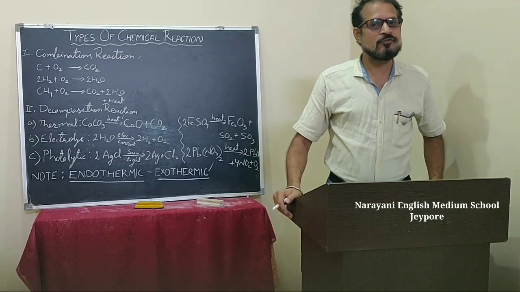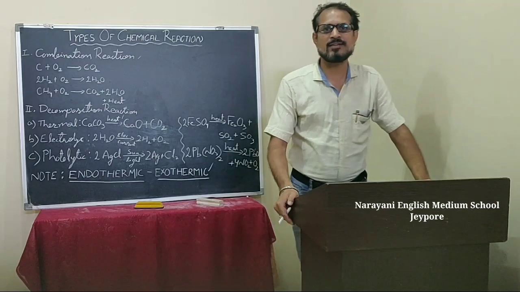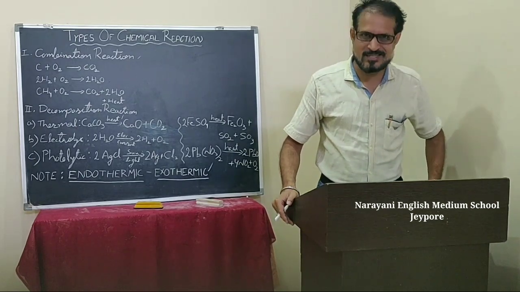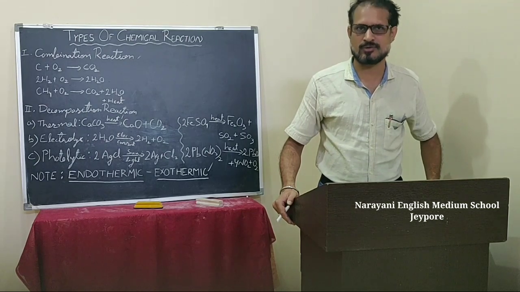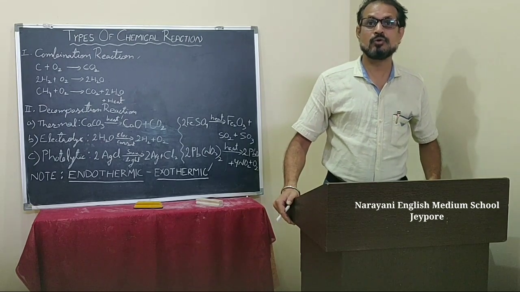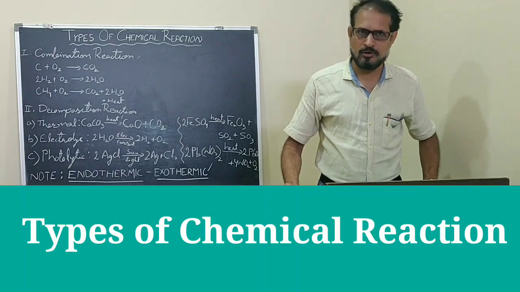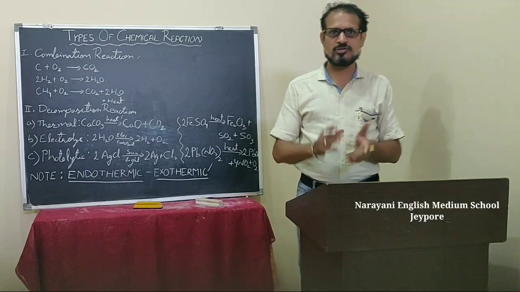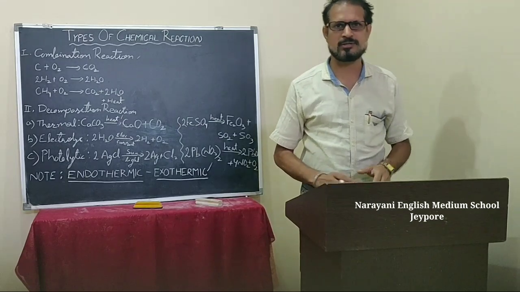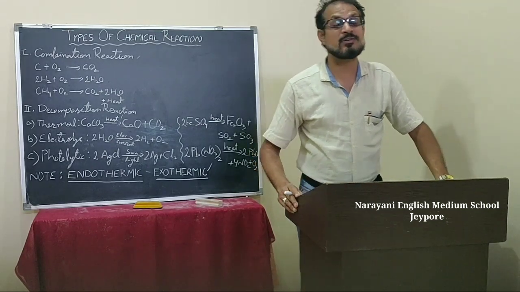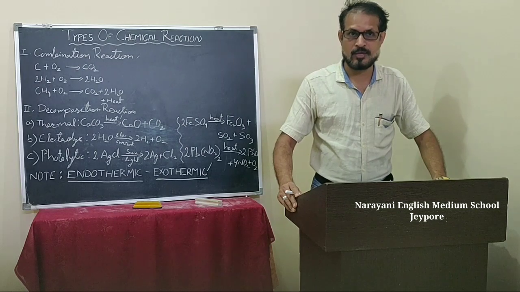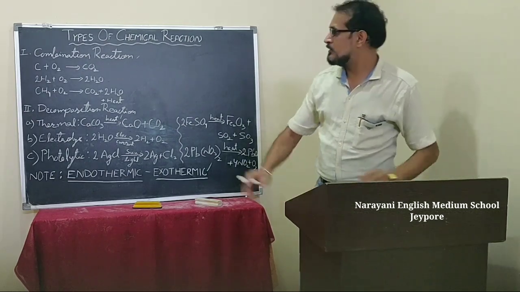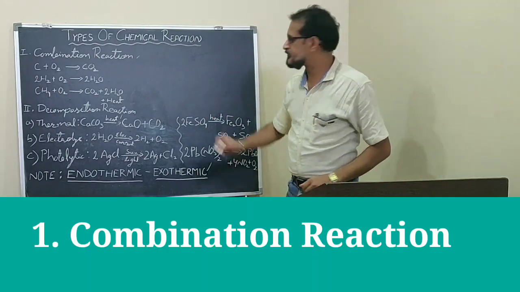In our last video, we went through class 10 science, chemical reactions and equations, in which we covered various basic definitions of chemical reactions and equations. Today, we will go through types of chemical reaction, that means combination reaction, decomposition reaction, displacement reactions, and especially reactivity and corrosion. So let's start with our first chemical reaction, that is combination reaction.